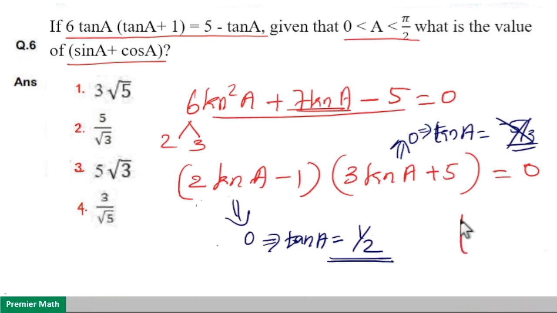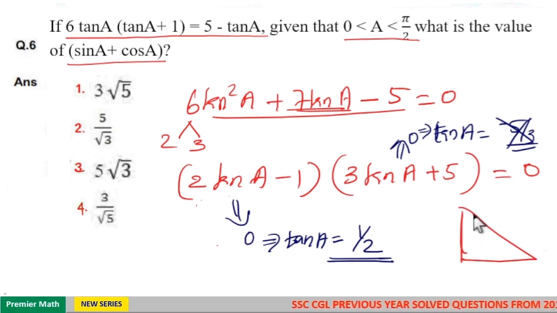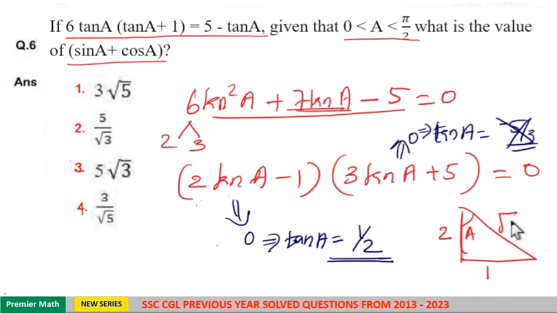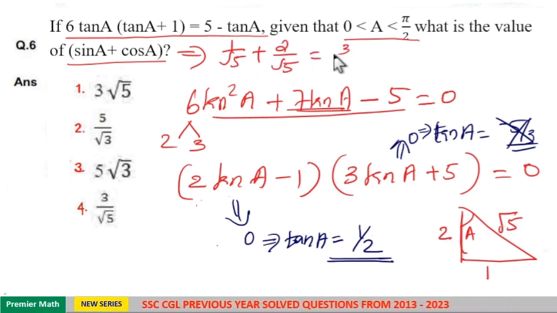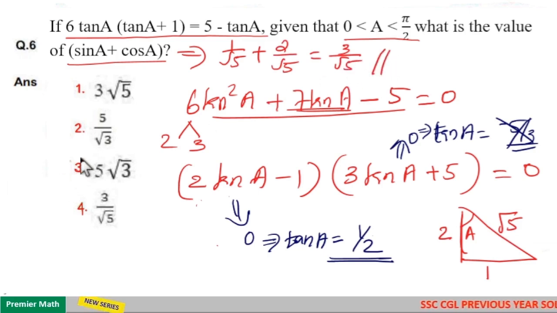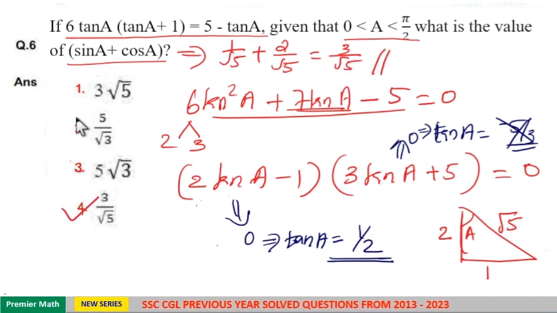Then draw a right angle triangle. Tan A is equal to 1 by 2 means opposite side by adjacent side is in the ratio 1:2. Now the hypotenuse is equal to root of 1 square plus 2 square, which is equal to root 5. Then we can find sin A and cos A from this triangle. Sin A is equal to opposite side by hypotenuse, that is 1 by root 5, plus cos A is equal to adjacent side by hypotenuse, that is 2 by root 5, which is equal to a total of 3 by root 5. Option 4 is your answer.